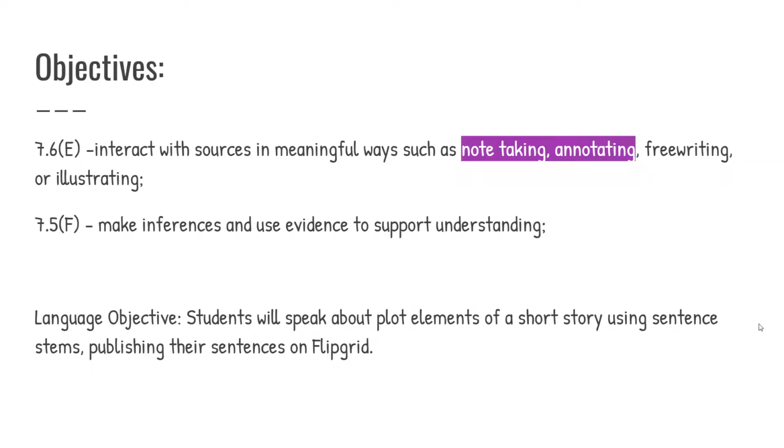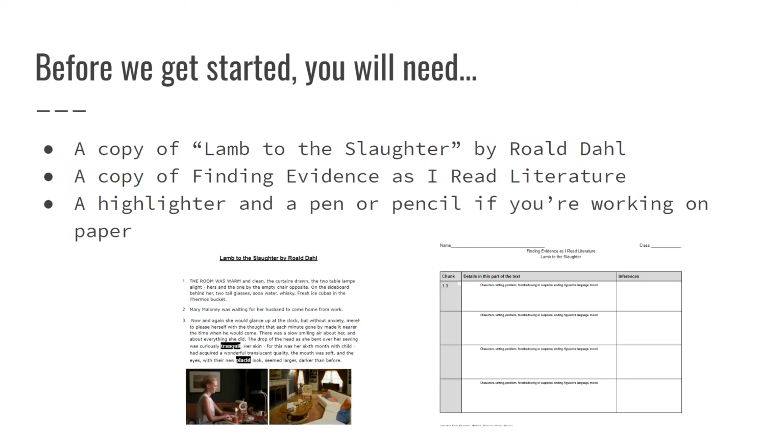Our objectives today are the same as they've been. We're going to be thinking about note taking and annotation, and we're going to be talking about making inferences and making sure that those inferences are supported by text evidence. And then I promise it's coming, y'all. You're going to have to talk on Flipgrid about elements of a story.